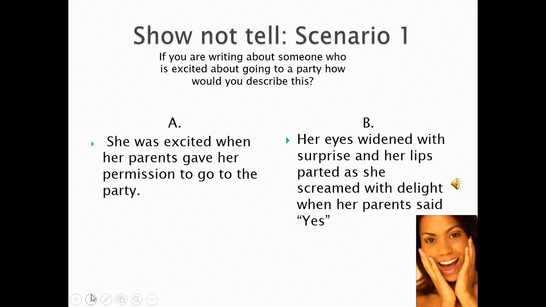Exactly. So you see that when you are reading option B, you are imagining someone and her excitement: her eyes widened with surprise and her lips parted, and she screamed with delight when her parents said yes. In option A, you are just giving information, you are just telling that she was excited when her parents gave her permission to go to the party. But option B includes the emotions, the excitement, the reaction of that person when she heard that she has been allowed to go to the party.